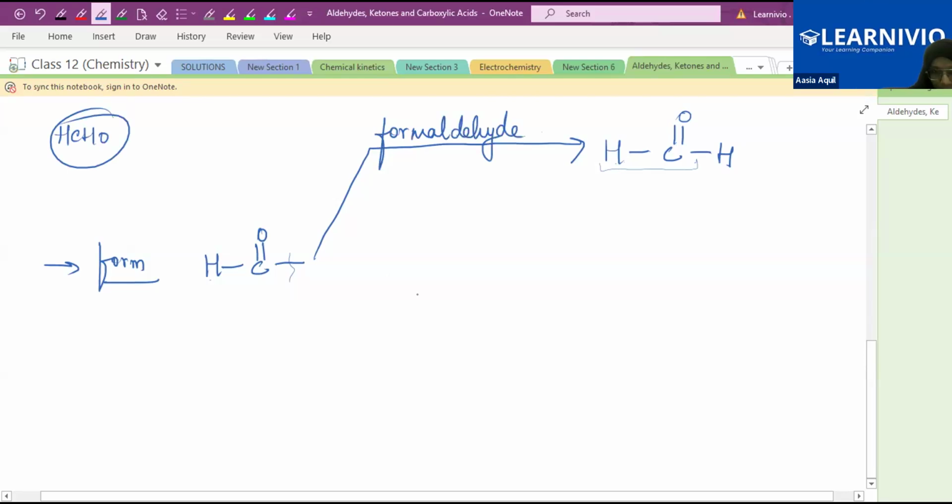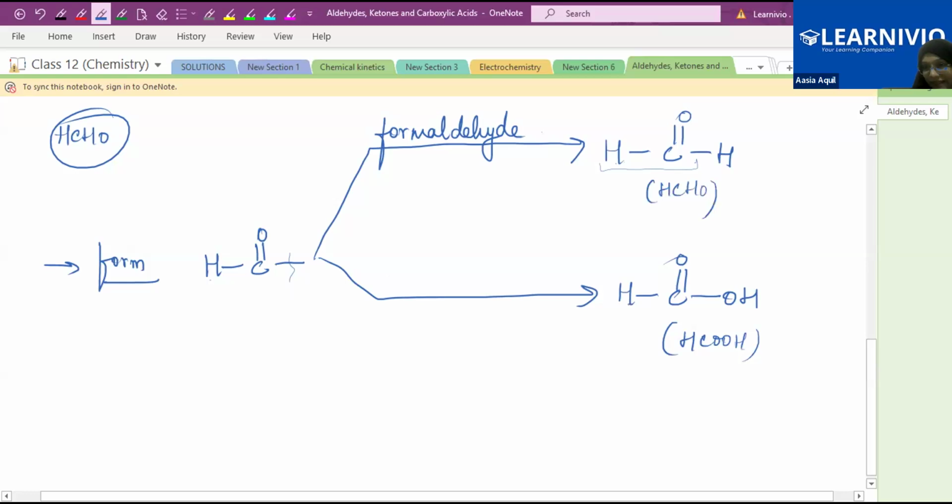Next, suppose instead of hydrogen, I attach an OH group over here, with the HCO form group as it is. So this is HCOOH. If it is HCO, this group is known as form, and this group is known as carboxylic acid. Form plus carboxylic acid, so it is formic acid. The common name of this is formic acid. Is it clear? Yes, ma'am.